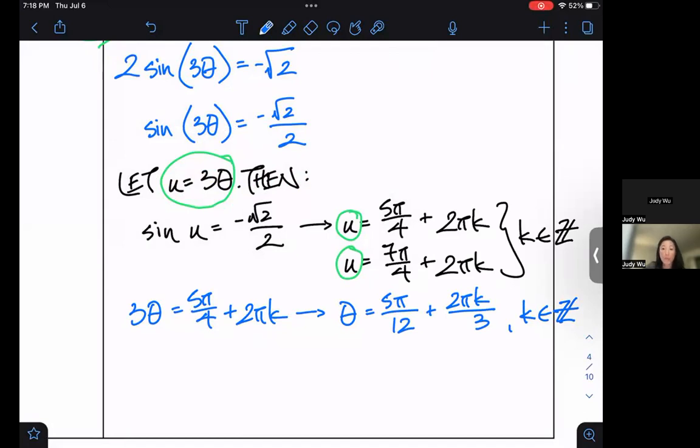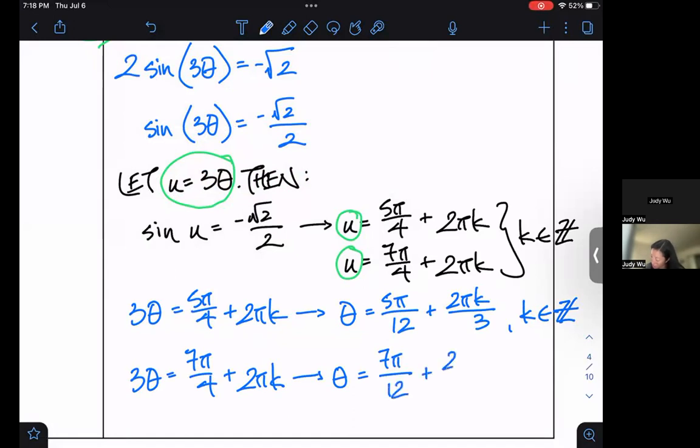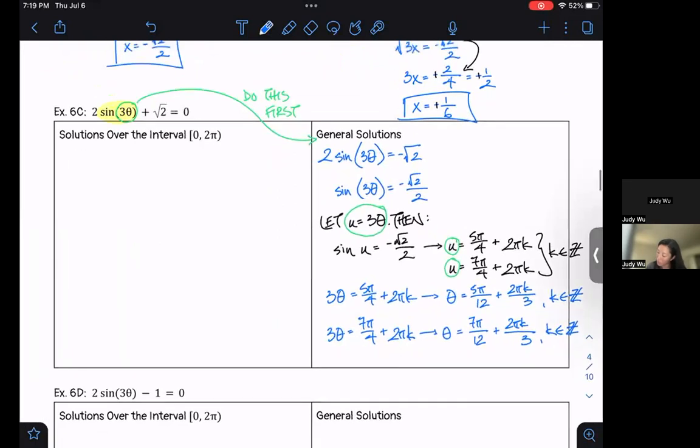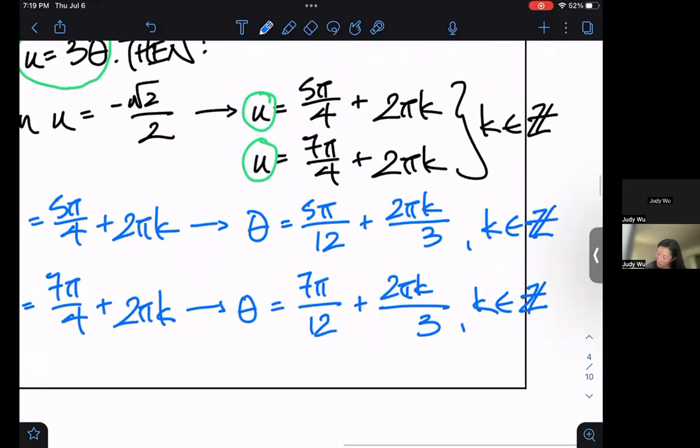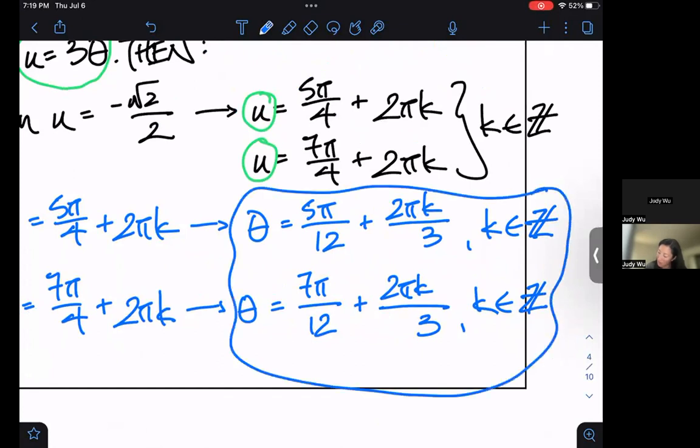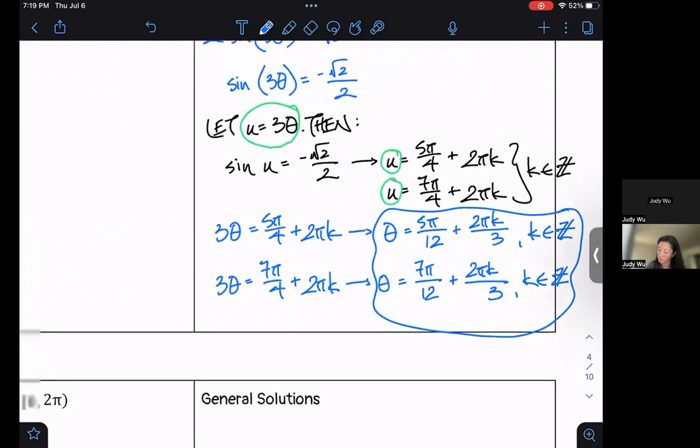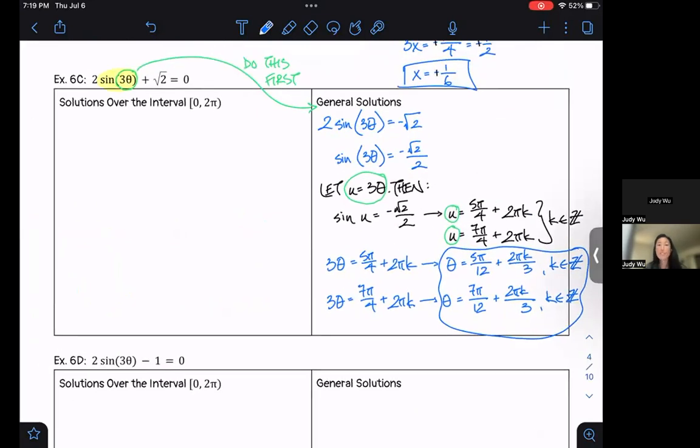Now let's do the same thing with the second solution. 3 theta equals 7 pi over 4 plus 2 pi k, and divide everything by 3. I get 7 pi over 12 plus 2 pi k over 3, where k is an integer. So all of this work means that these right here are our general solutions. But now that we have these general solutions, we can go back and find the solutions that are just one time around the unit circle.